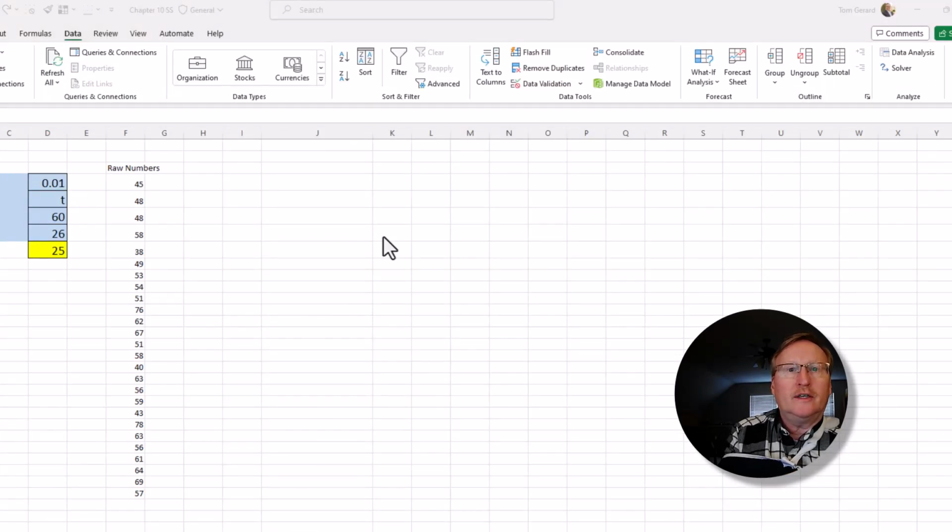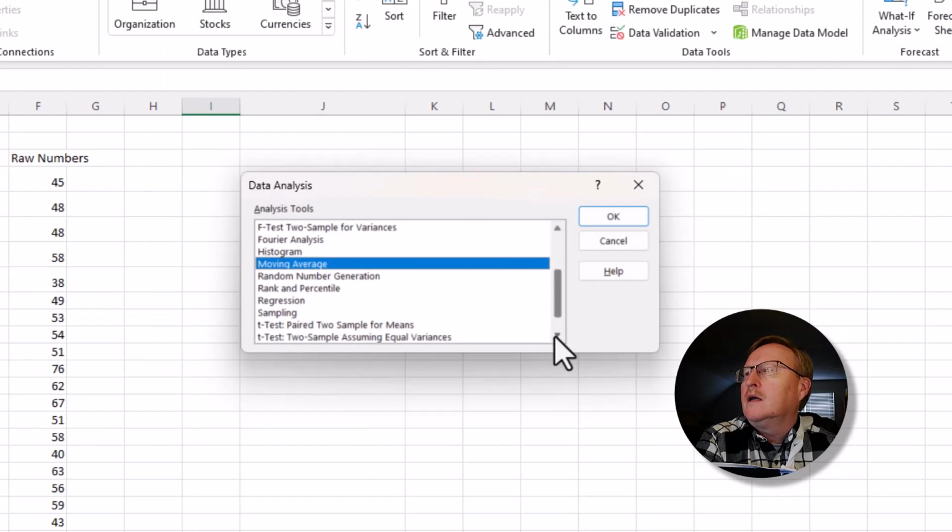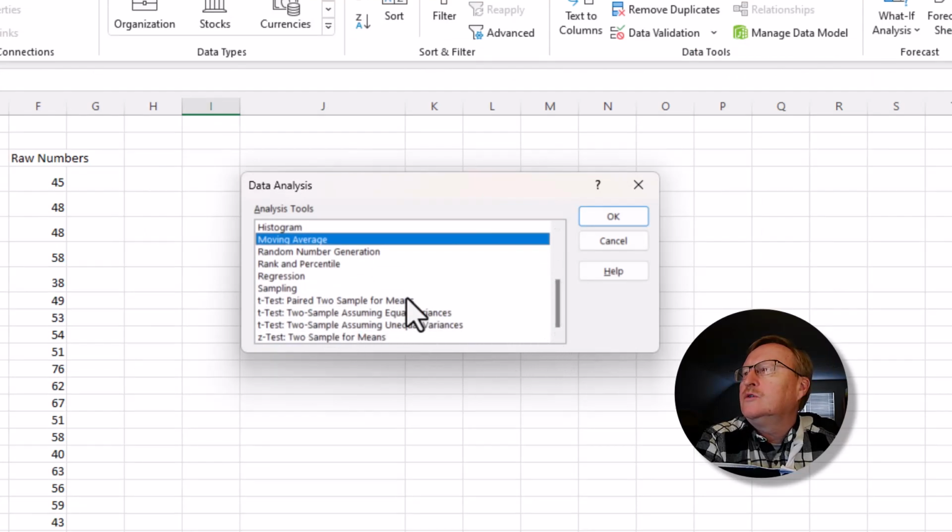So we're on our data tab, and then we're going to go across and we see data analysis. And if we click on data analysis, we have two sample equal variances, two sample assuming unequal variances, and paired two sample for means. We have a video on each one of these coming up.